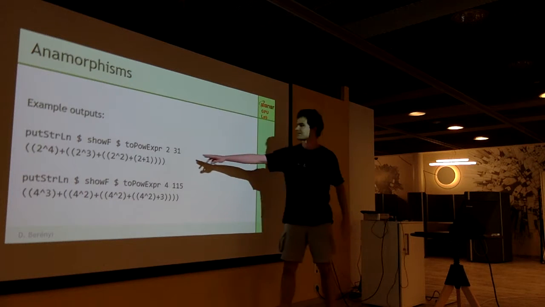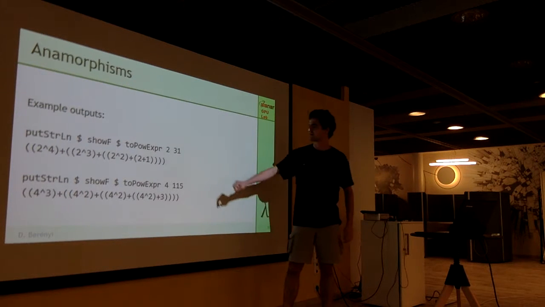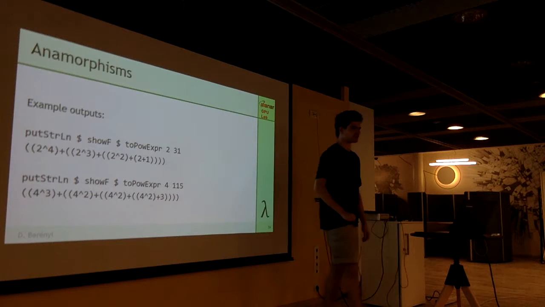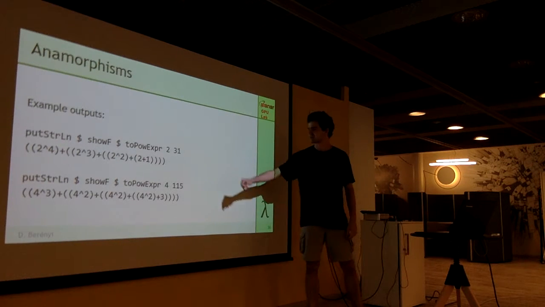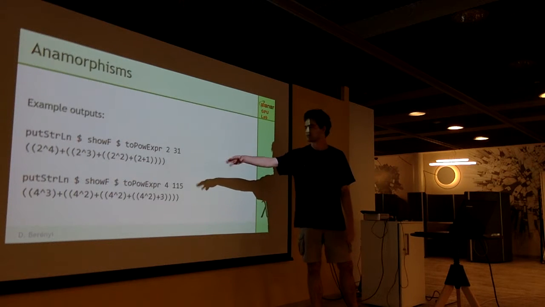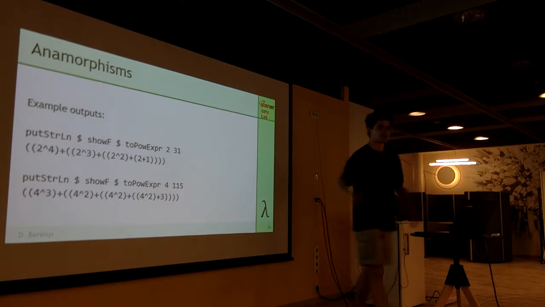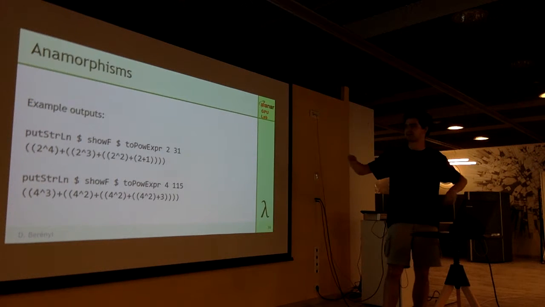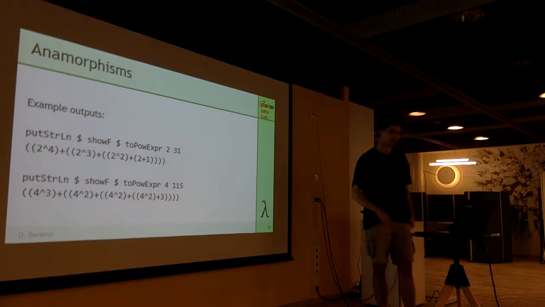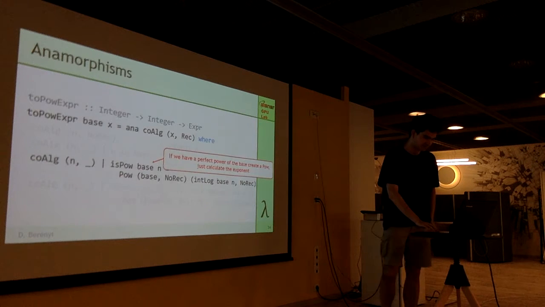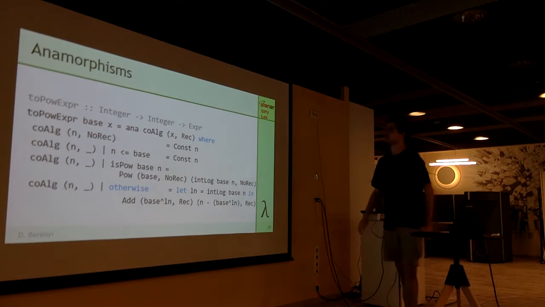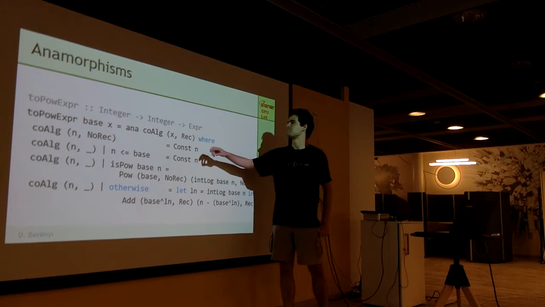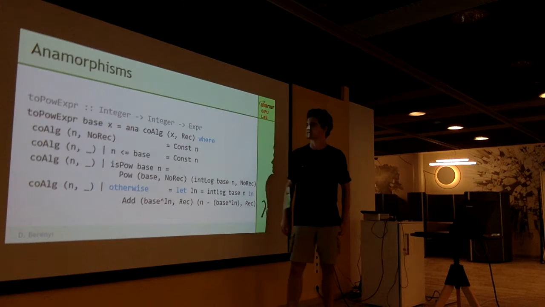So if I start with a base of 2 and with a number of 31, I can break it into sums of different powers of 2. I can take another base, for example 4, and now I can break another number into a sum of powers of 4. So we start with one number and end up with an expression tree that I will be printing with the same showf that was used before, just a little bit expanded. And now the logic inside is built into this coalgebra that takes a pair, an integer, and this recursive decision.